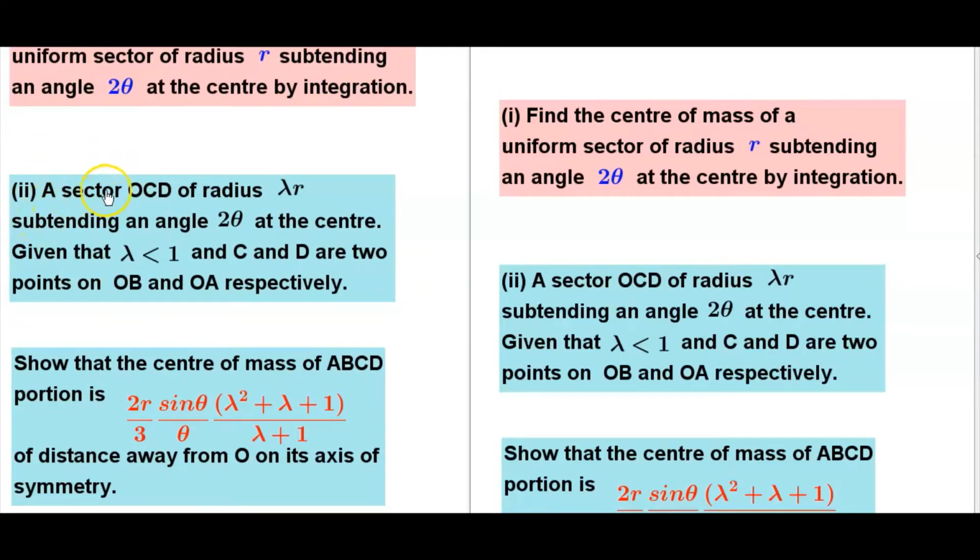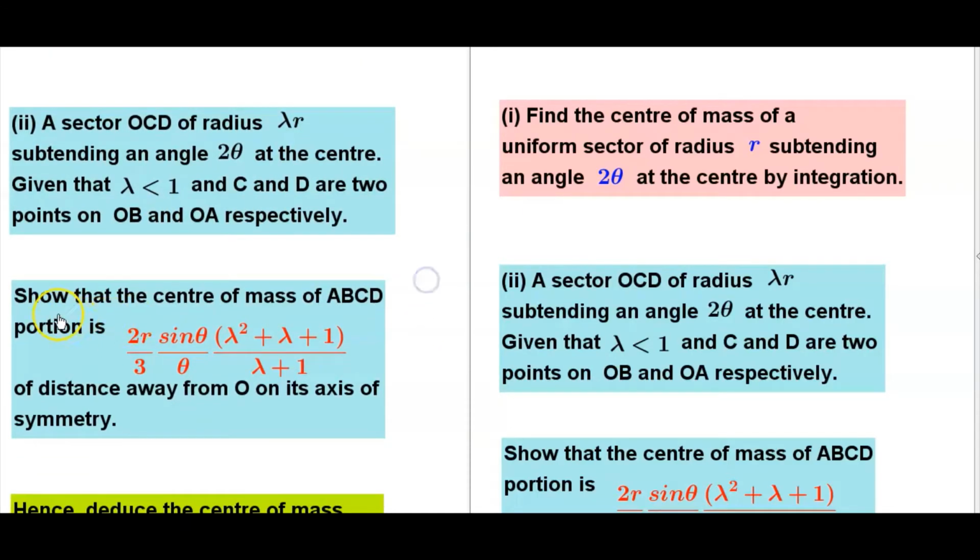Second part, a sector OCD of radius lambda r subtending an angle 2 theta at the center, given that lambda is less than 1 and C and D are 2 points on OB and OA respectively. Show that the center of mass of the ABCD portion is (2r/3) into (sine theta over theta) into (lambda squared plus lambda plus 1) over (lambda plus 1) of distance away from O on its axis of symmetry.